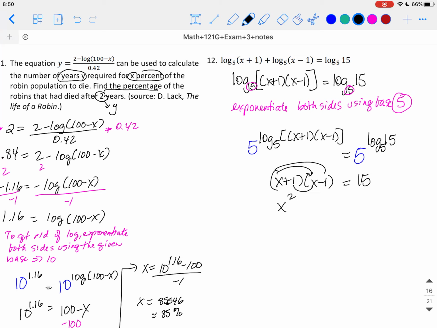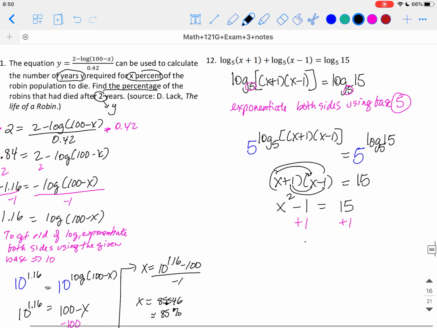So if we FOIL this out, it will be x squared minus an x plus an x simplifies to 0. Plus 1 times minus 1 is minus 1 is equal to 15. I'm going to solve for x by adding 1 to both sides. And I get x squared is equal to 16. Take the square root of both sides. And I get x is equal to positive and negative 4.